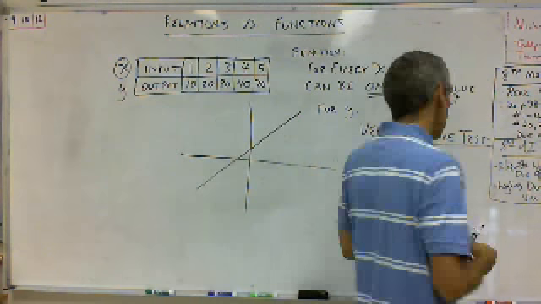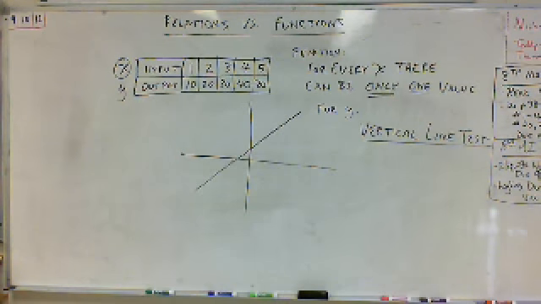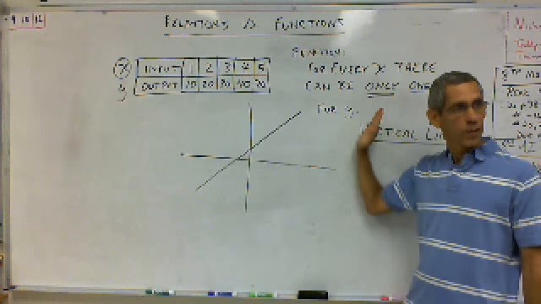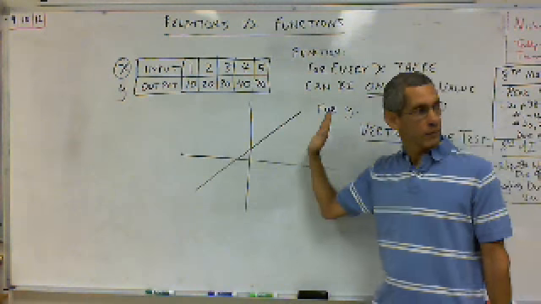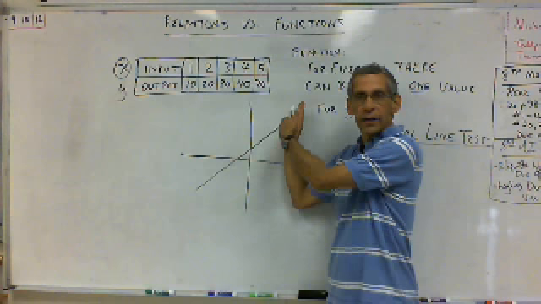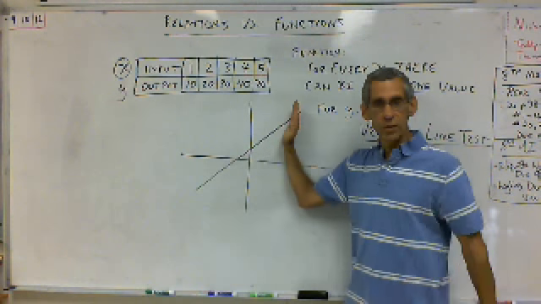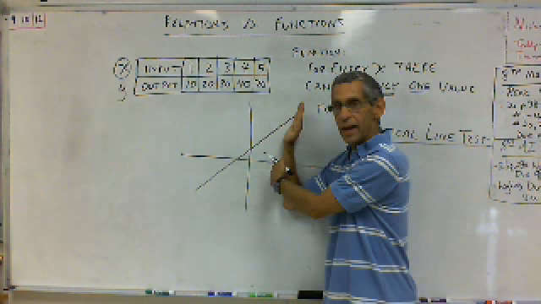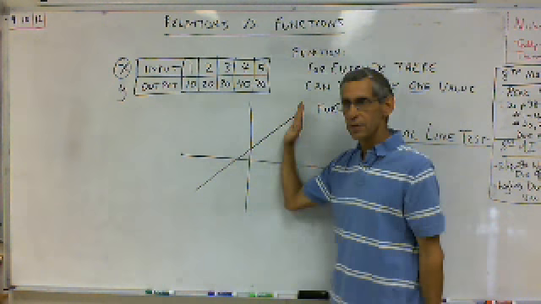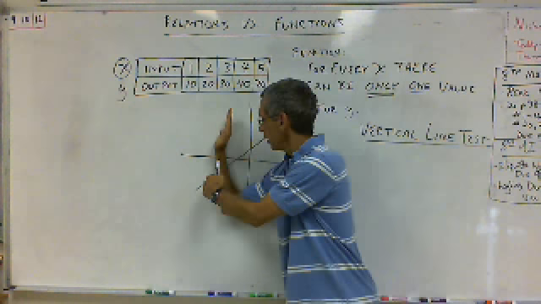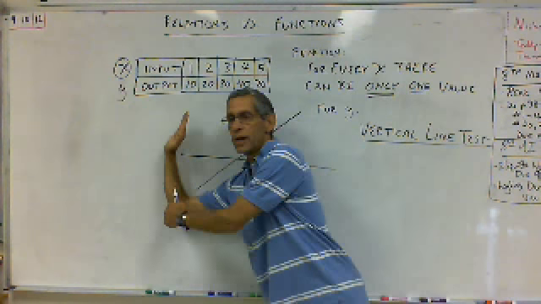You take a vertical line, and it would be great if I had a yardstick, but I don't. We used to have one here. If I have a vertical line, I put it to the right of the graph, and I start moving it to the left. I notice that, boom, I hit that diagonal line in one place, and it's only touching in one place on this vertical line. That means for that x, at that point, there's only one y. Does that make sense? As I move this across, it's only touching here, and here, and here, and here, and here. Only in one spot, all the way across.